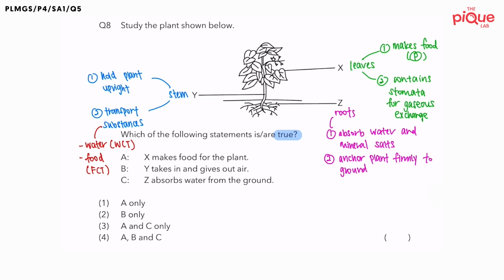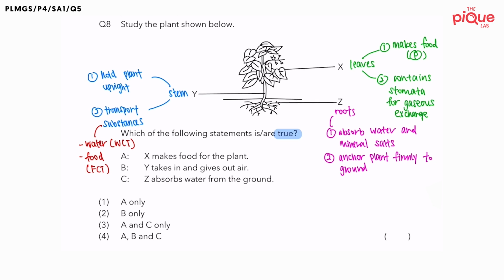Now that we have discussed the function of the different plant parts in detail, it will be easier to analyze the question. So you may pause the video and try analyzing the statements by yourself and choose the correct statements. I will review the answer in a short while. The correct statements will be statement A, whereby X makes food for the plant, as well as statement C, whereby Z absorbs water from the ground. Therefore, the correct answer will be option 3.